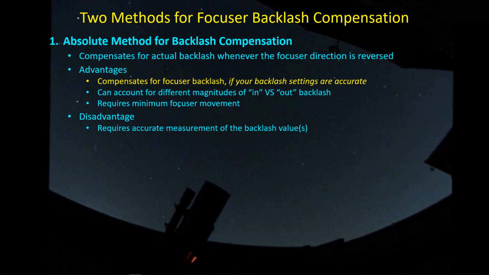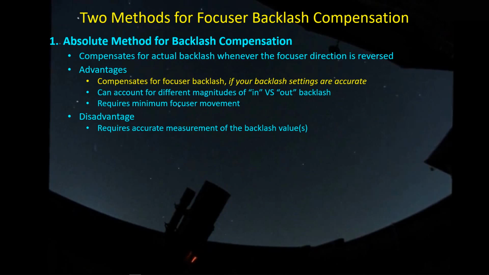Now, the advantages of this approach are that it does in fact compensate for focuser backlash, but only if your backlash settings are accurate. You can't overestimate or underestimate the backlash, otherwise you'll be off by that amount. Now, if you're off by just a small amount and still within the critical focus zone, that's okay. We're not talking about total precision here. We're talking about being fairly accurate.